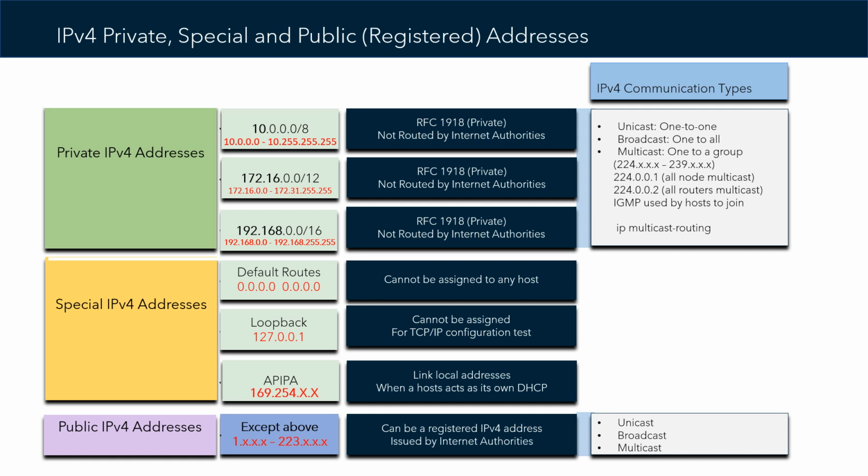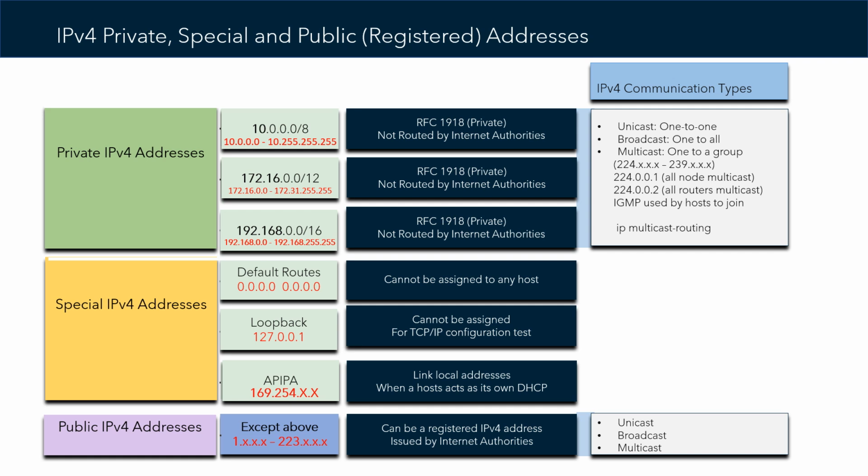Special IPv4 addresses are the following: 0.0.0.0 with the subnet mask of 0.0.0.0. It can be used for creating a default route. It cannot be assigned to any one device. Another special IPv4 address is the one that is starting with 127, specifically 127.0.0.1, which is called the loopback IPv4 address. It is being used to test your TCP/IP configurations.